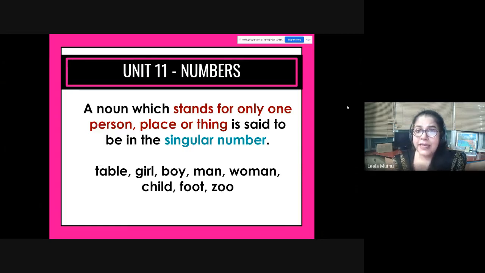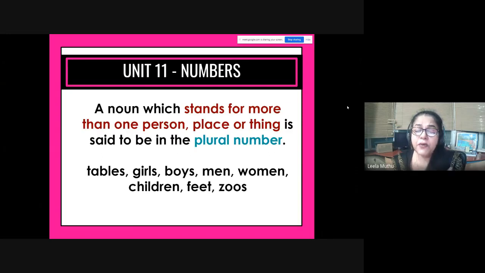So now let's see what is a plural noun. A noun which stands for more than one person, place, or thing is said to be in the plural number. So the same thing: table becomes tables, girl becomes girls, boy becomes boys, man becomes men, woman becomes women, child becomes children, a foot becomes feet, zoo becomes zoos.